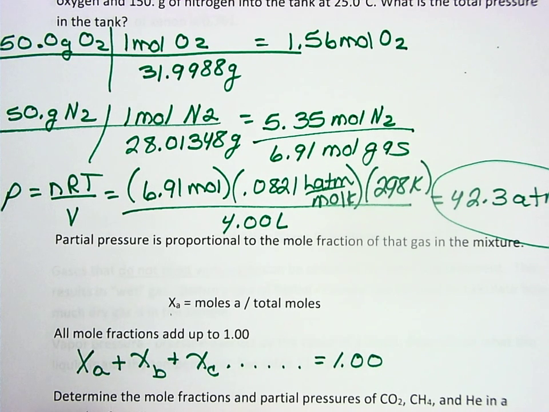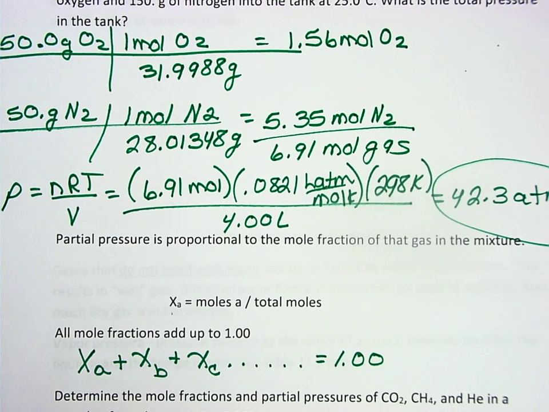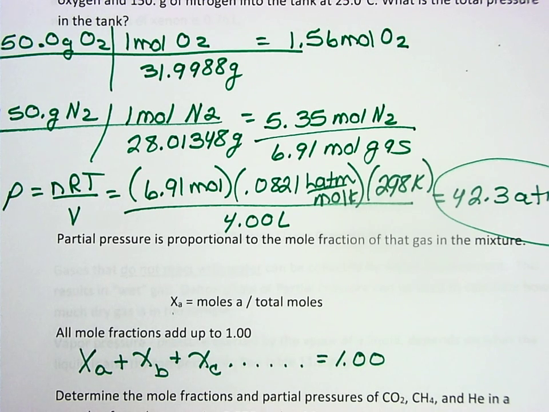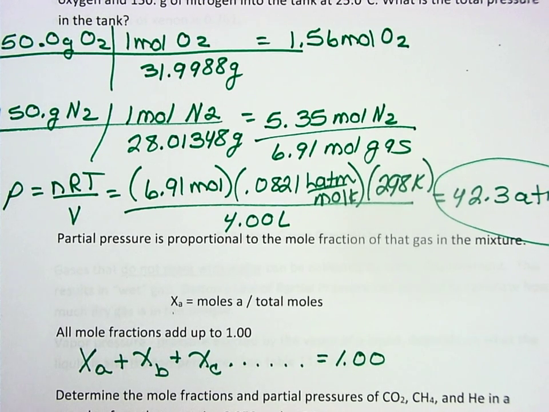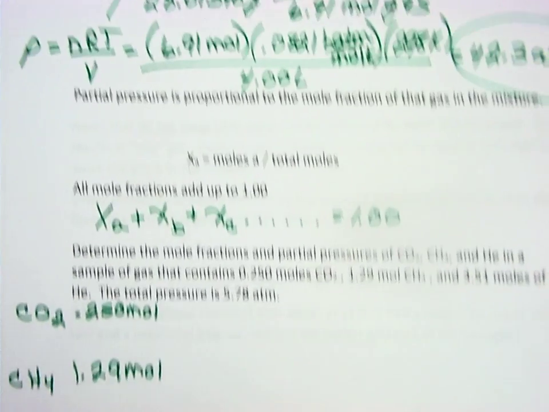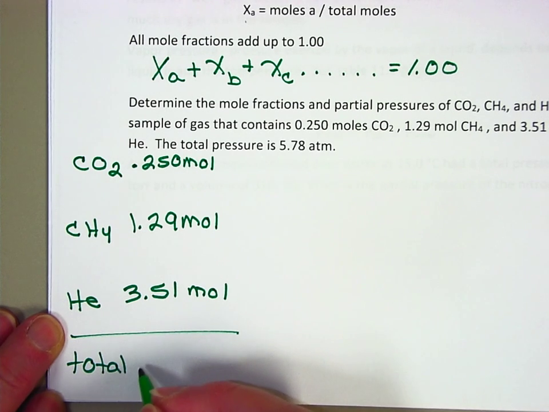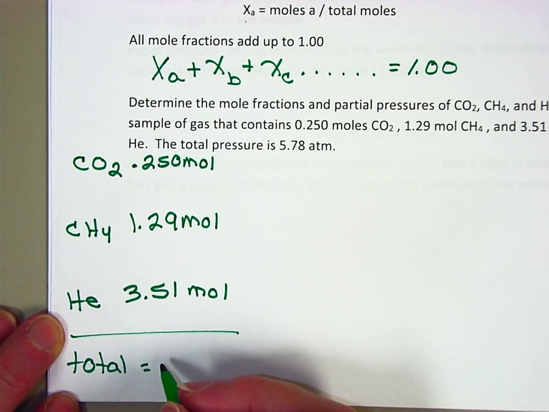Okay, carbon dioxide, I have 0.250 moles. My methane, I have 1.29 moles. And my helium, I have 3.51 moles. So if I look at this and I add them all up, the total amount of gas is equal to 5.05 moles.